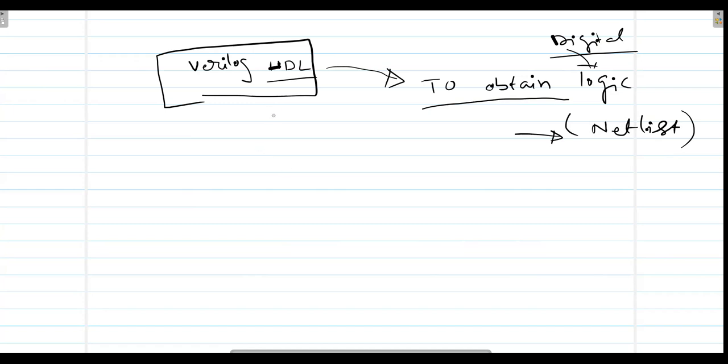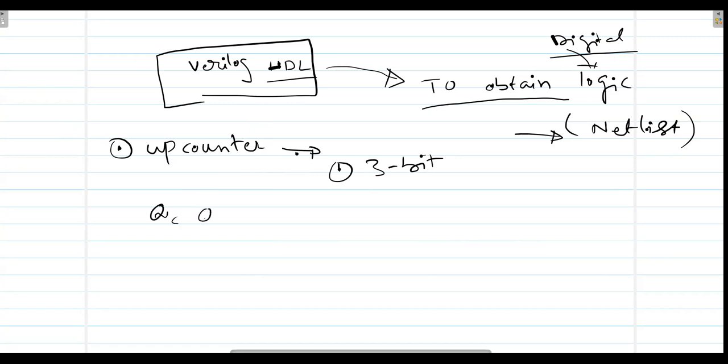Without Verilog, what was the approach earlier? Let's say I wanted to design an up counter. Now the question is, what size is required for that counter? So we have noted that it is 3-bit. If it is 3-bit, we listed it like this here. We have Q C, Q B, Q A.